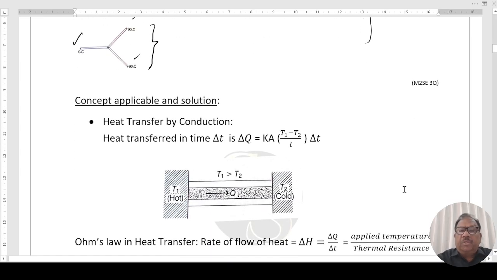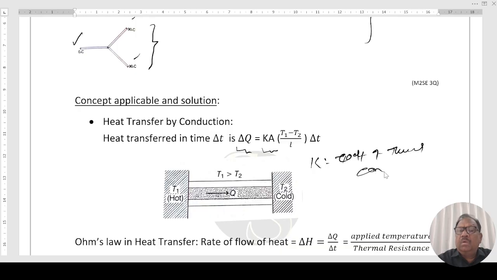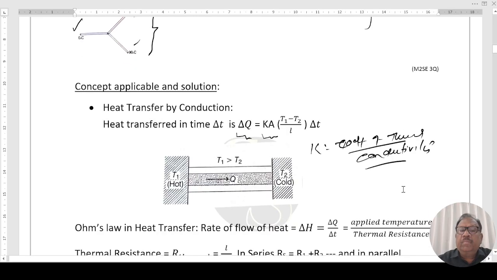Heat transfer by conduction: delta Q equals K A, temperature difference divided by the length, into delta T, where T1 is greater than T2. K is the coefficient of thermal conductivity.